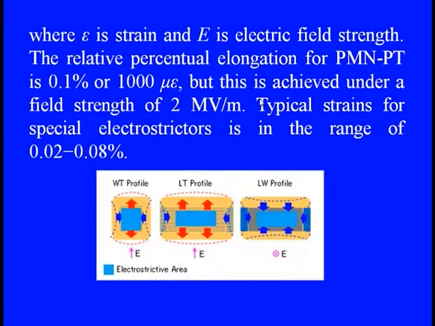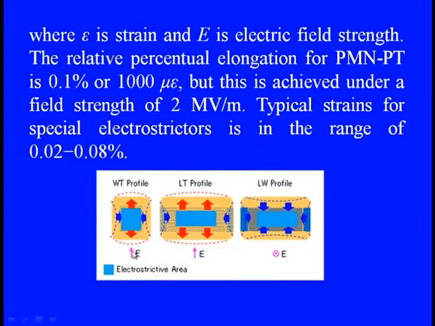So you see the electrostrictive strain part is almost 0.02 to 0.08%. This greenish area clearly shows the electrostrictive areas when they are under the field.